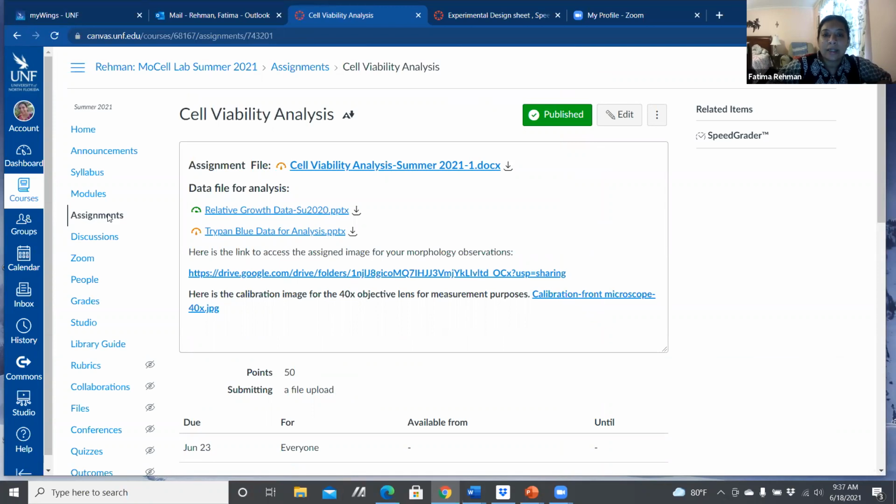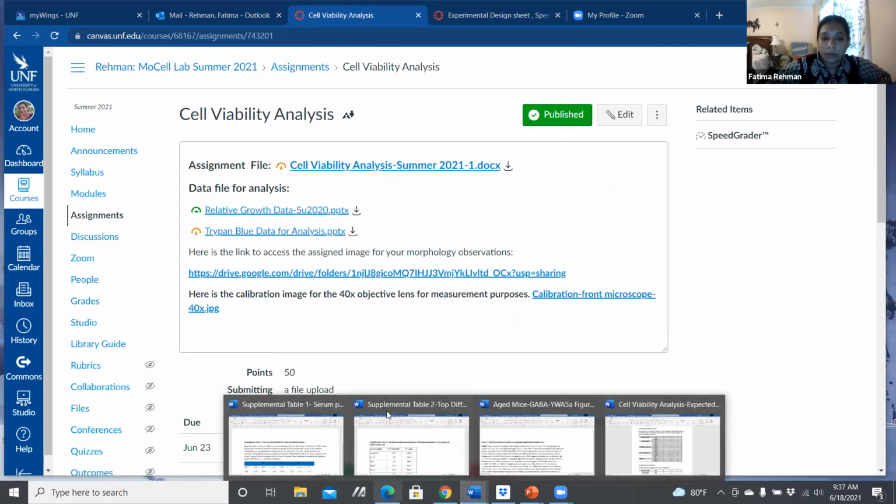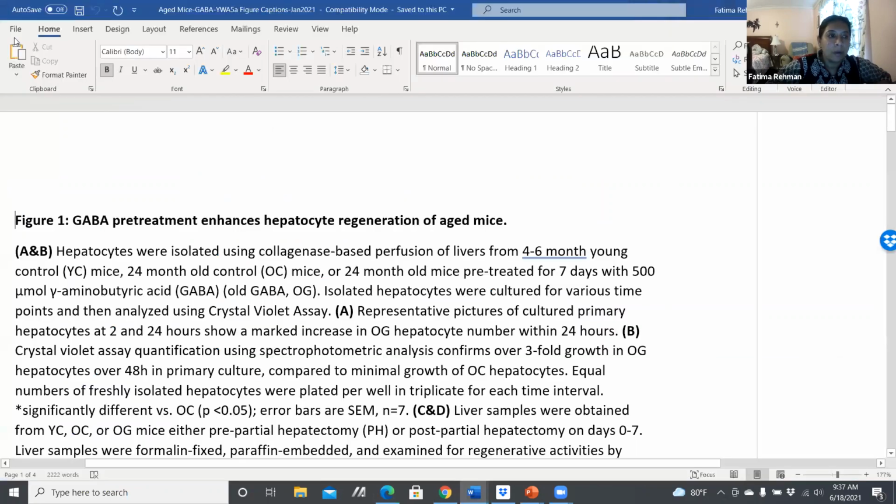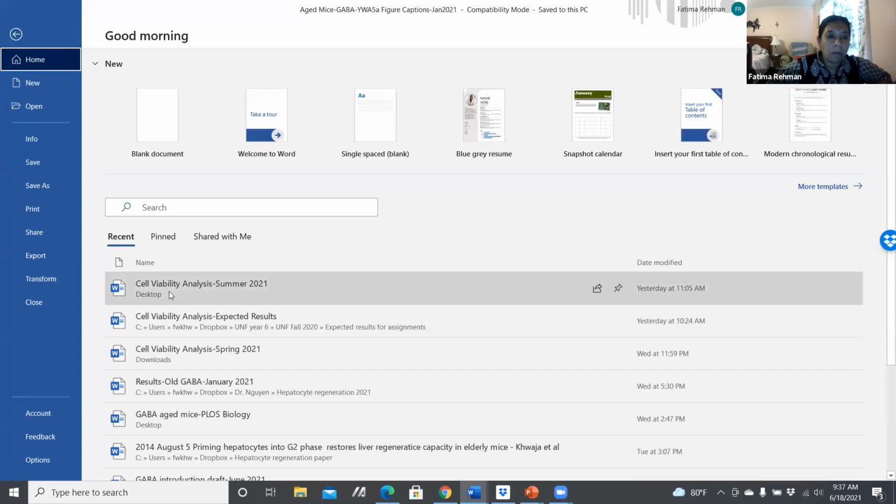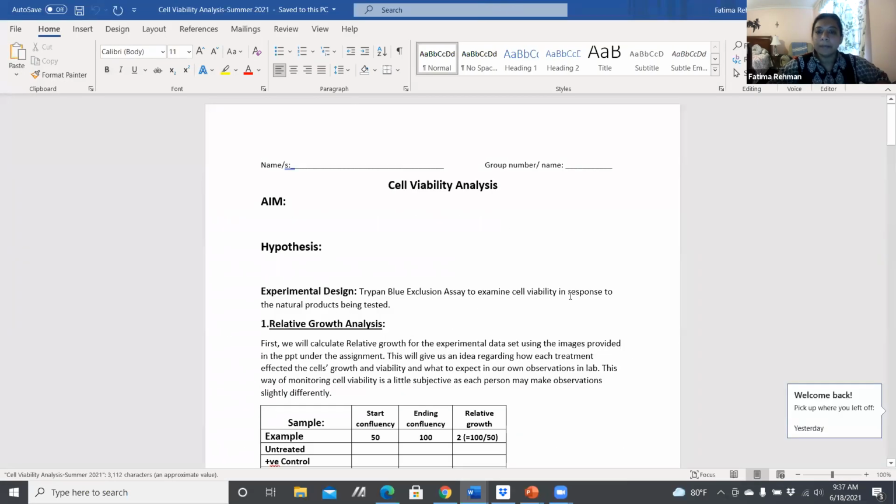So you have an assignment file right up here. Oh my, it's right here. I think I may have it open already. No, I don't. I will open one. Okay, so this is your assignment file.